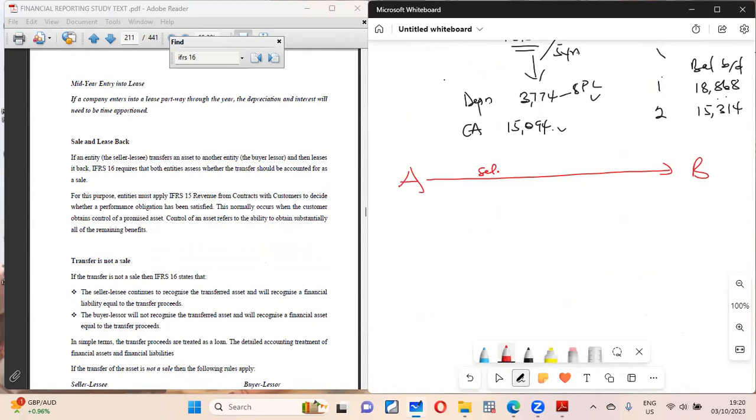I'm going to give you another exercise to do on the lease very soon. So in this one, A sells the asset to B, and A leases the asset from B. So A is a seller, B is the buyer of the asset. A again is the lessee, and B is what? The lessor. So that is what happens. He sells it, but he leases it back.